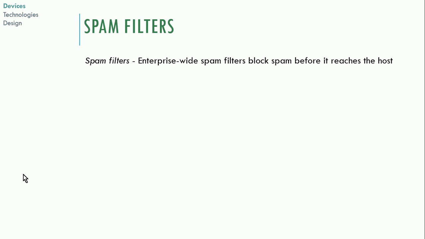Spam filters are another example of an application layer device. A spam filter is basically an enterprise-wide device that you put at the perimeter of the network that's checking both inbound and outbound email traffic.